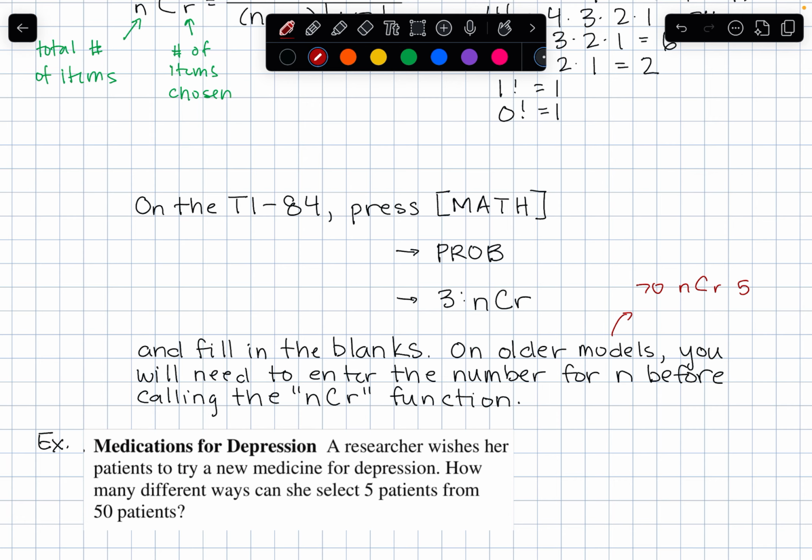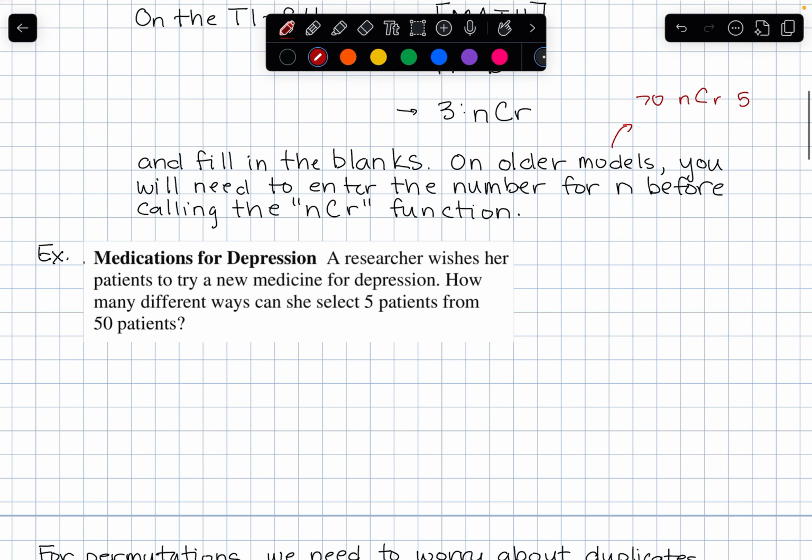We're going to do an example, and then we're going to quickly look at permutations, and then we will be done. So for this example, it says a researcher wishes her patients to try a new medicine for depression. How many different ways can she select 5 patients from 50 patients? First thing I notice, I am making a selection of 5 from a group of 50. So this sounds like combinations and permutations, making a selection from a bigger group.